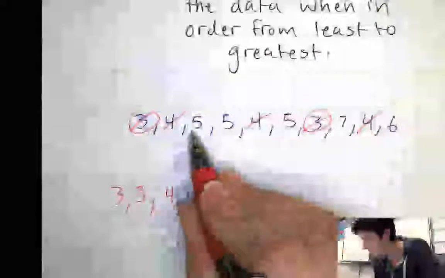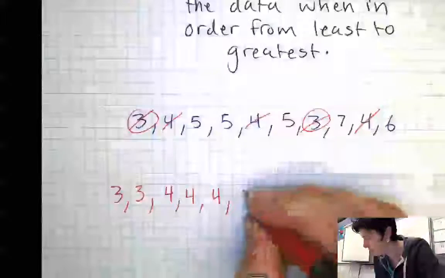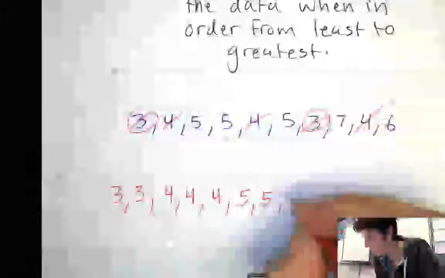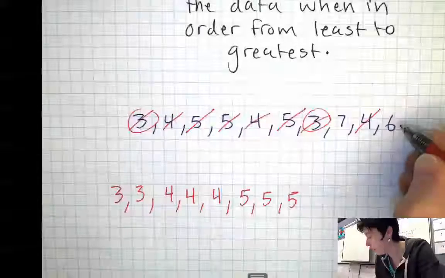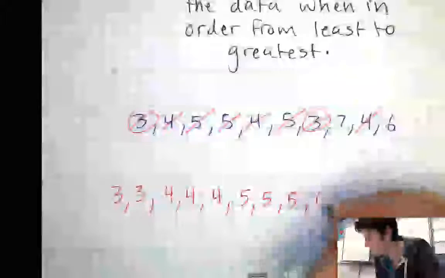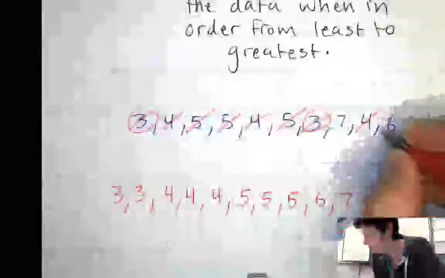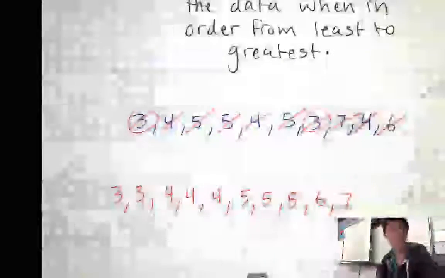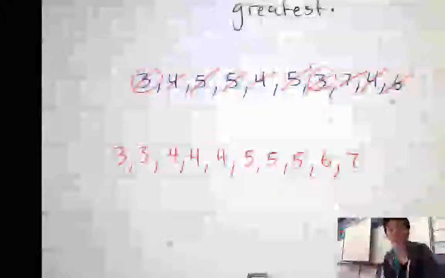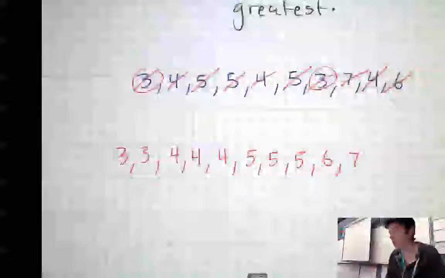And now it's 5. 1, 2, 3, 5. So 5, 5, 5. Lots of people with 5 people living in their houses. And then we have a 6 and a 7. We have some bigger families with 6 people and 7 people living in the house. Perfect. All right, there's my data in order from small to big, least to greatest.